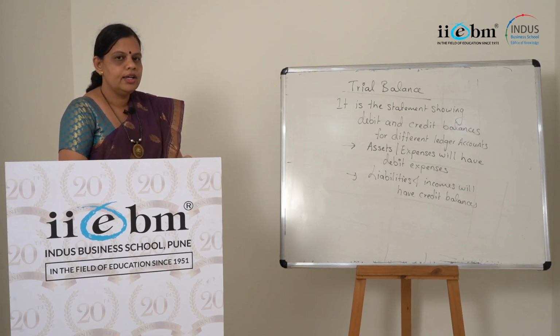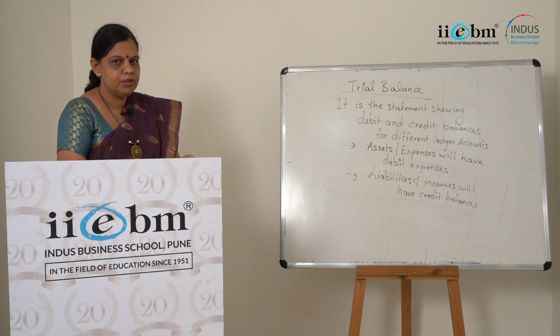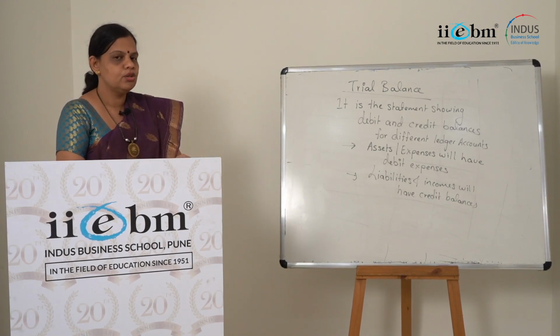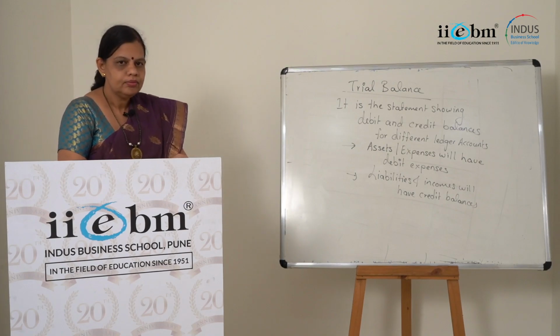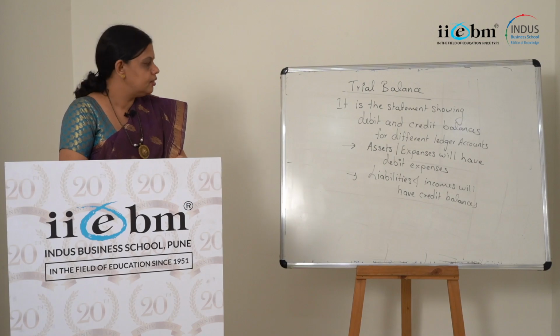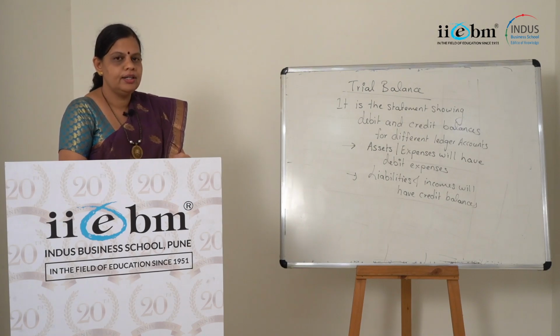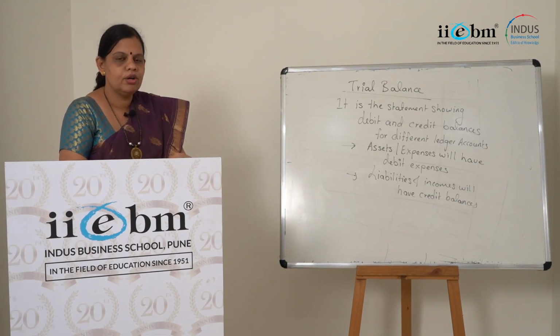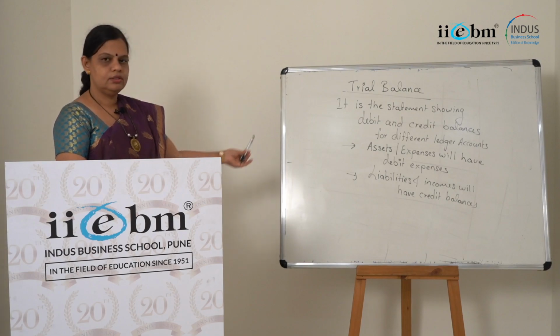Right? All expenses and assets will have a debit balance. I think you agree with this, because whenever you are incurring expenditure, you are debiting that expenditure. Whenever you are buying any asset, the asset is debited, right? Whenever you are entering into a contract, a liability comes up. Whenever you are getting income, you are crediting income, and so on, right?